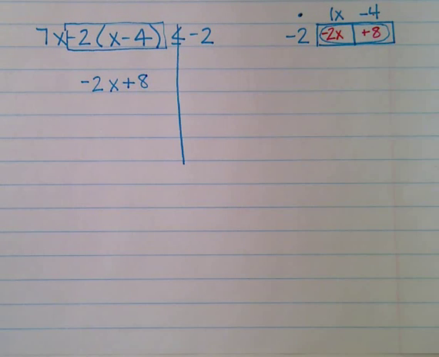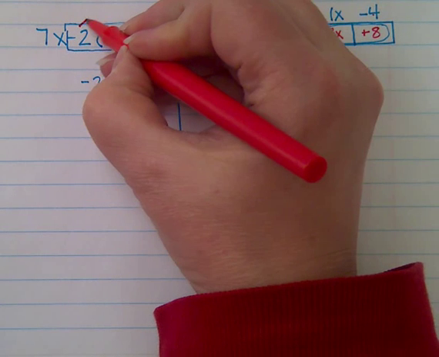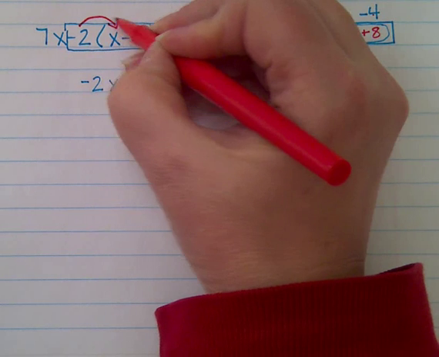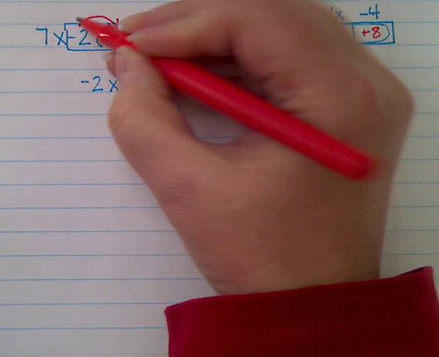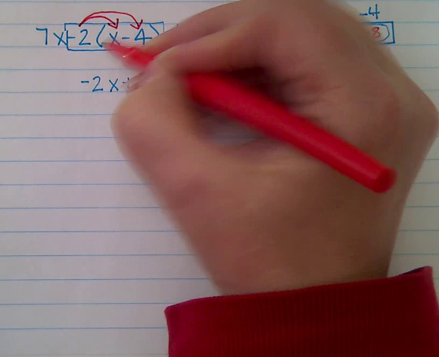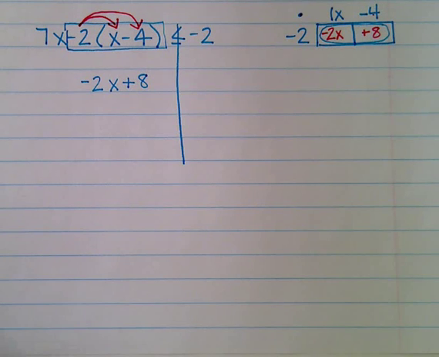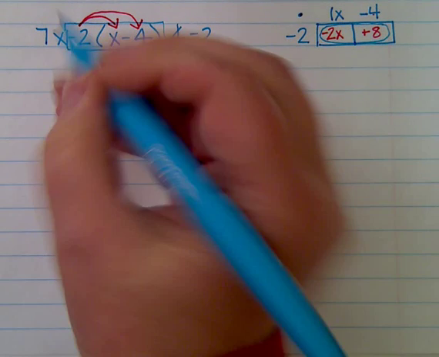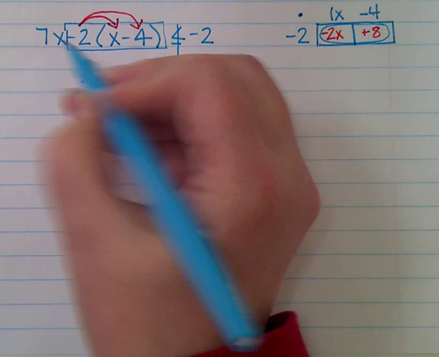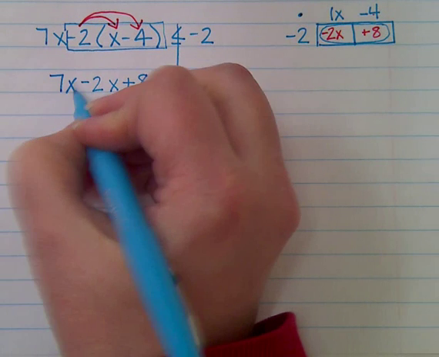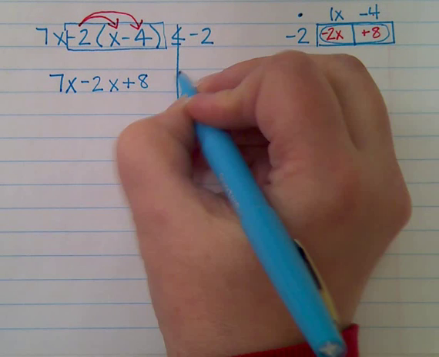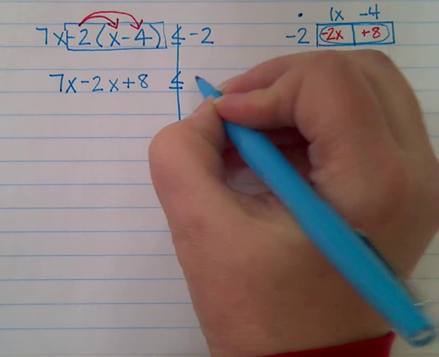If you are not using boxes, make sure you're using your arrows so you don't miss anything. -2 times x is a -2x. -2 times a -4 is a +8. Now, don't forget your 7x here. We haven't used it yet, so I'm going to write it right out in front. And we bring down our less than or equal sign, -2.